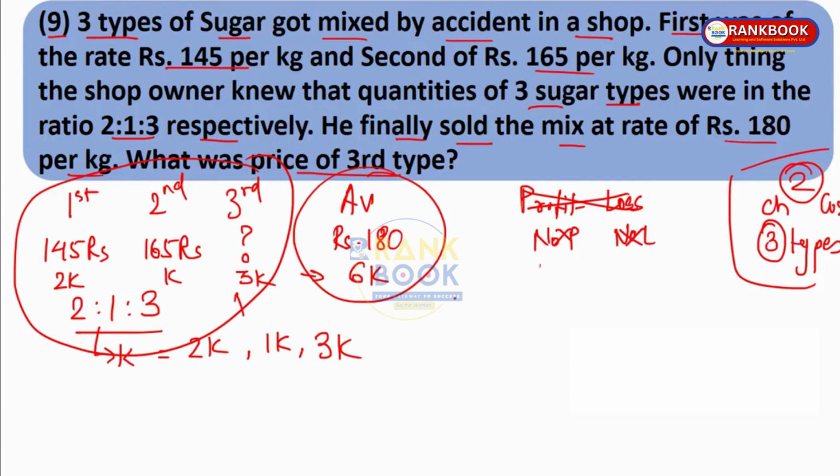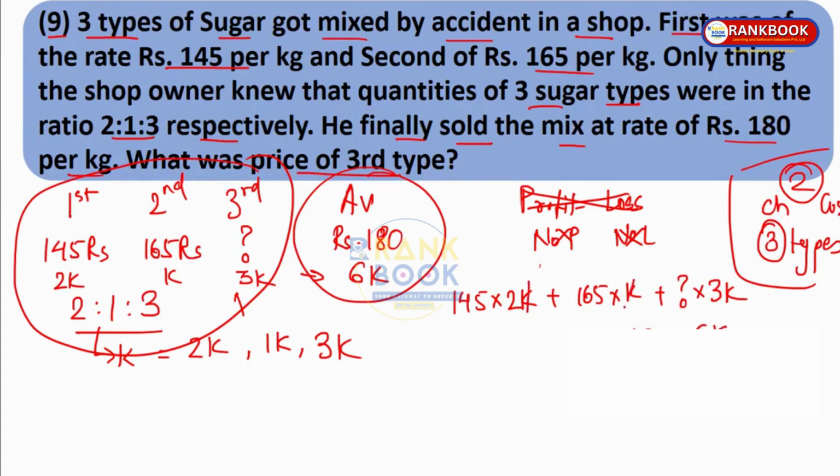So how much does he spend over here? 145 rupees per kg into 2 kg. This is for the first type, plus 165 rupees per kg into k kg. This is for the second type. Question mark into 3 kg. This is for the third type, would be equal to 180 rupees per kg for 6k kg. Okay, this is 3k kg.